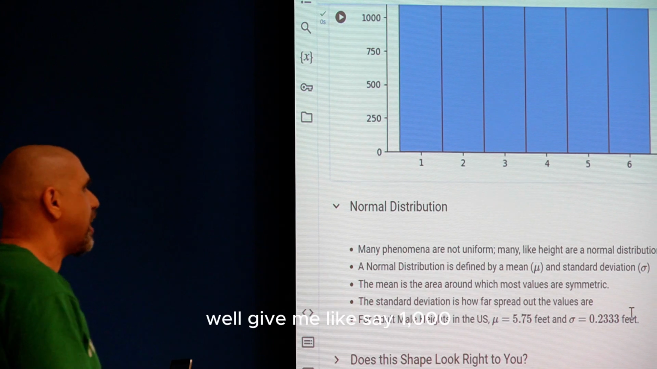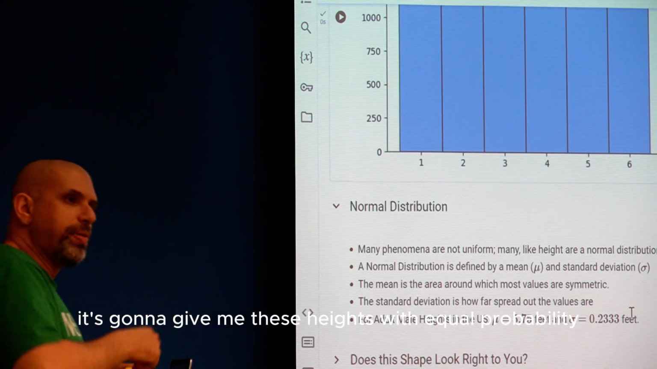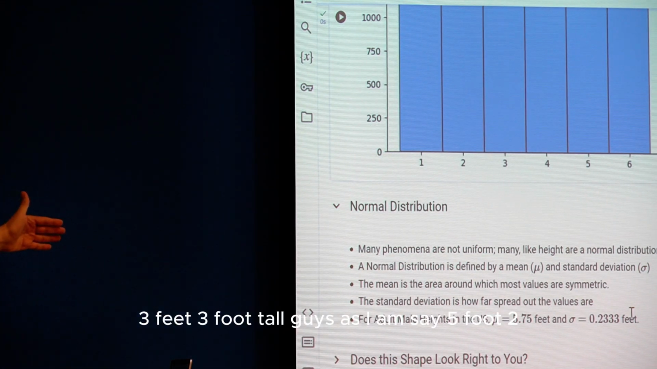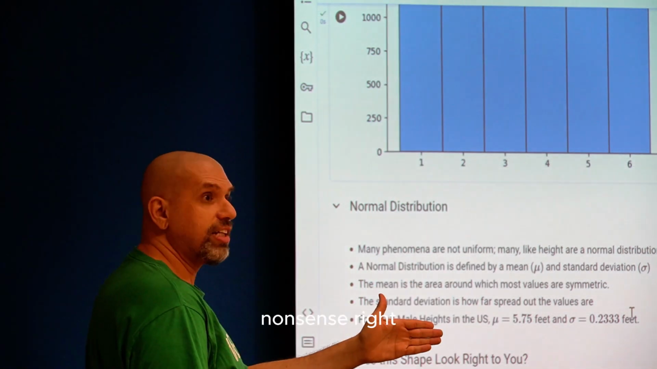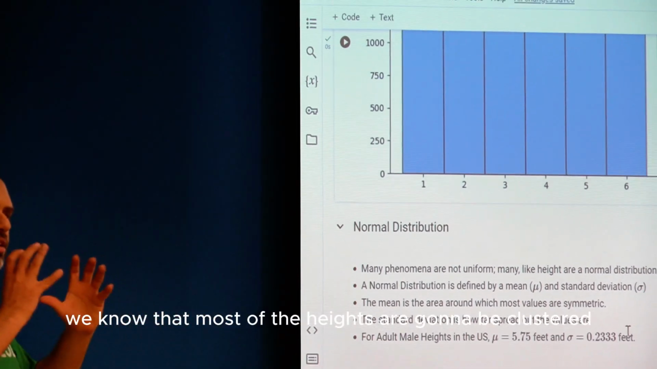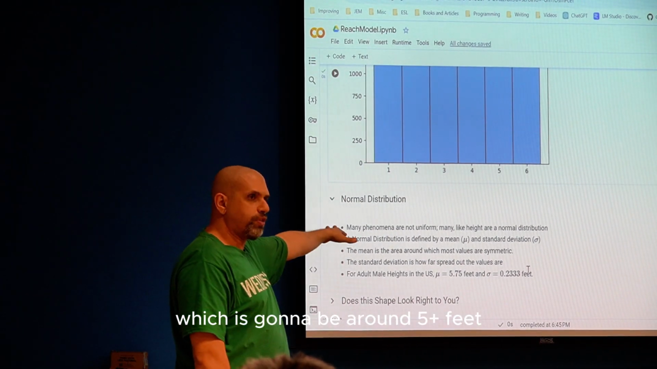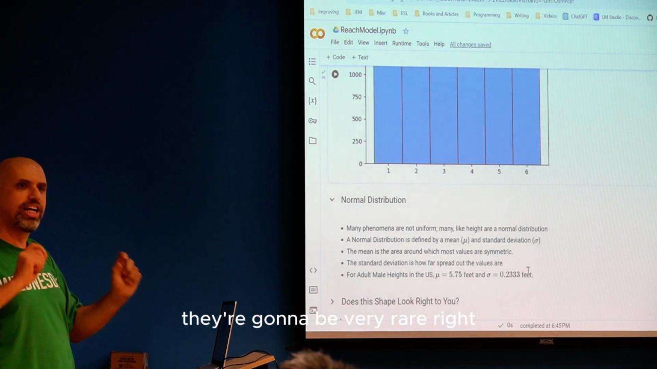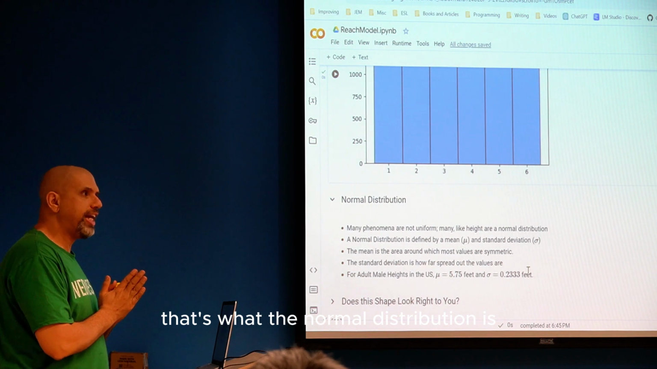And I'm like, okay, give me, say, 1,000 random heights in that range. It's going to give me these heights with equal probability. So I'm equally likely to get, say, 3-foot-tall guys as I am, say, 5'2", which is nonsense, right? We know that most of the heights are going to be clustered around the center, which is around 5-plus feet, and even though you have some very short and very tall people, they're going to be very rare. And that's what the normal distribution is.